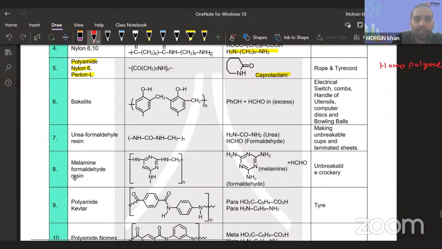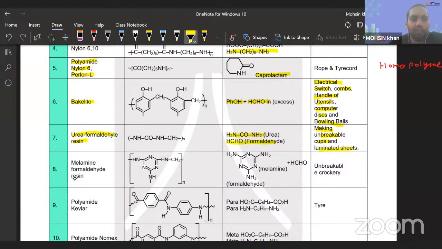Next, we have bakelite. In bakelite, we take phenol and formaldehyde in excess. It is used in electrical switches, combs, handles of utensils, computer disks, and bowling balls. Next, we have urea formaldehyde resin. Here, the monomers are urea, NH2CONH2, and formaldehyde, HCHO. It is used in the making of unbreakable cups and laminated sheets.